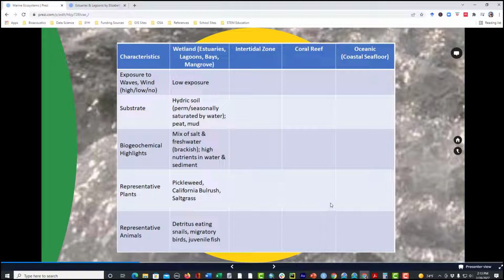But in this first one, the exposure to waves and wind is going to be low. The substrate's going to be hydric soil, so it's going to be seasonally saturated by water. There's going to be peat and mud that occurs within these different wetlands. There's a mix of salt and fresh water. We call that brackish. And there's going to be a high level of nutrients in the water and sediment. And we've got a couple of representative animals and plants. So just use this little sheet we have here to help you keep track of these different habitats as you go.